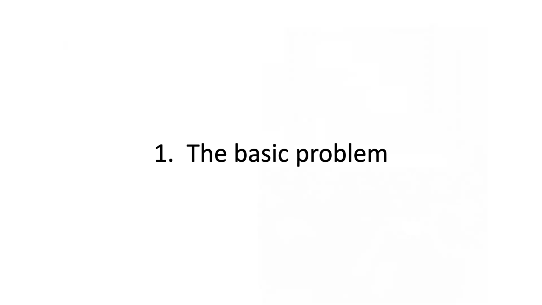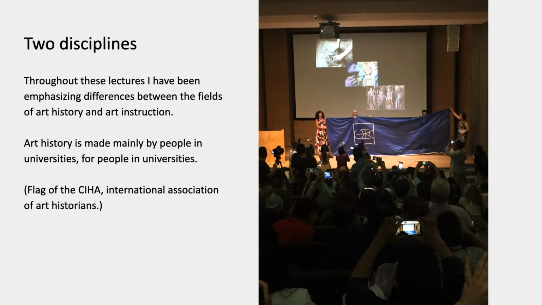The basic problem that I've been emphasizing since the first of the history lectures is that there's a big difference between art history and art instruction. Art history, the field, the discipline, is made by people in universities, and it's made in general for people who work in universities and study in universities and colleges. This is a photograph of a session in the CIHA conference, the International Association of Art Historians. They have their own banner, and they've unveiled it here, and they're taking pictures of it.